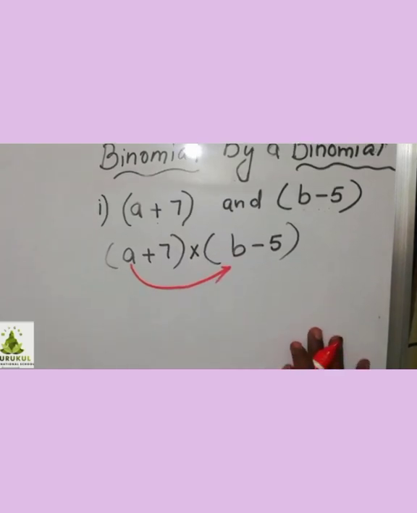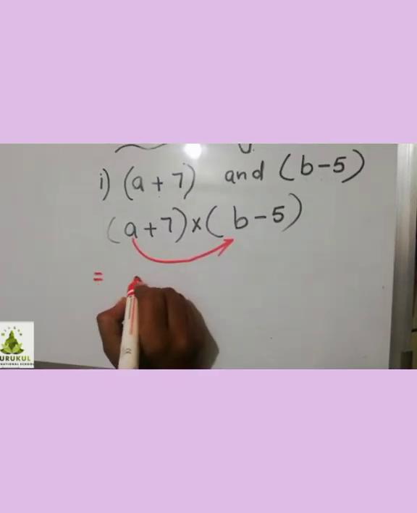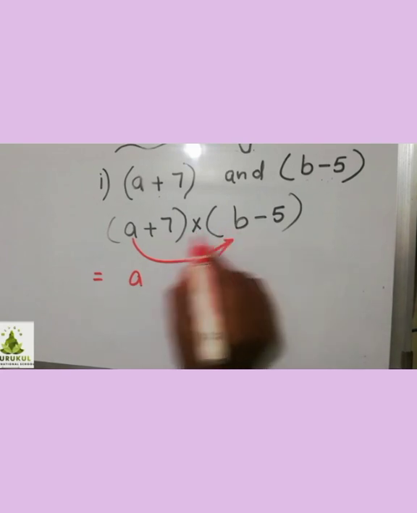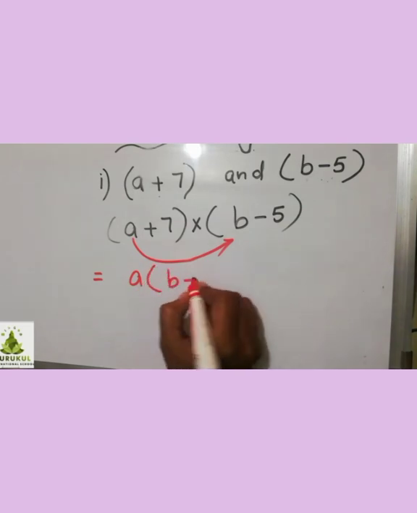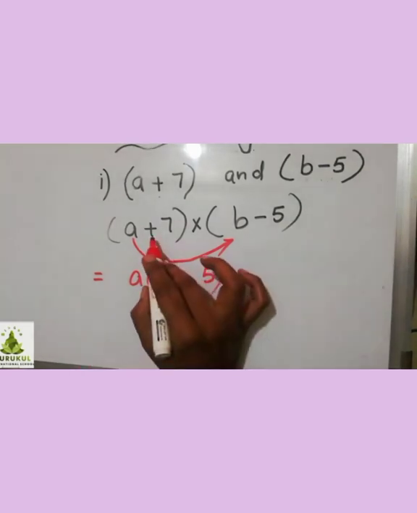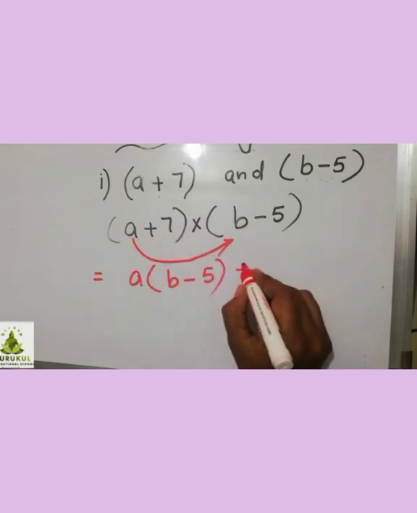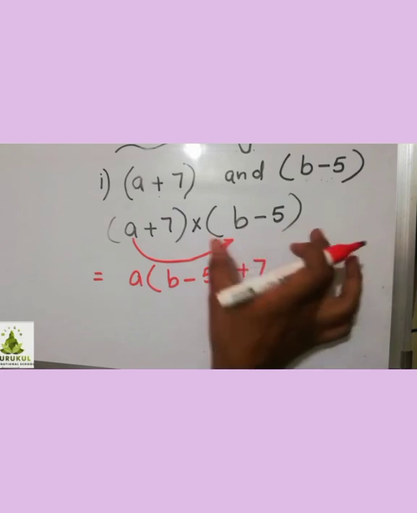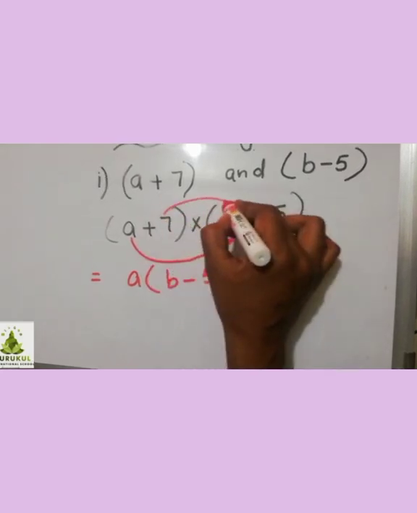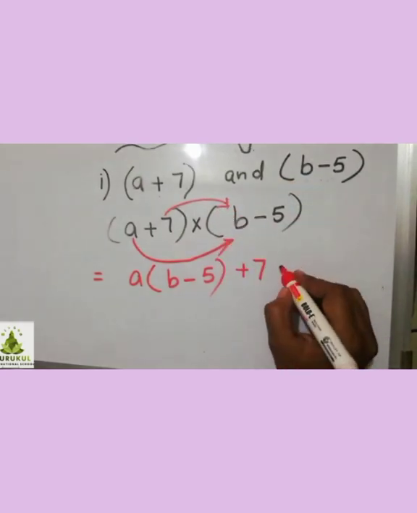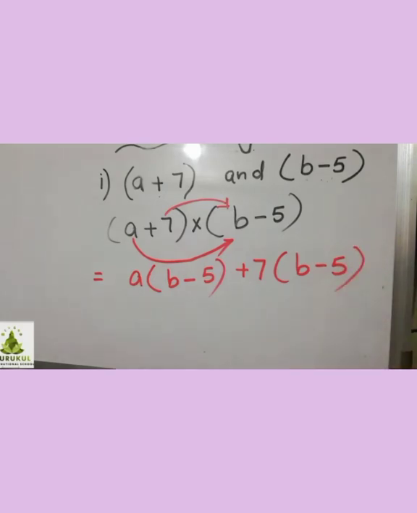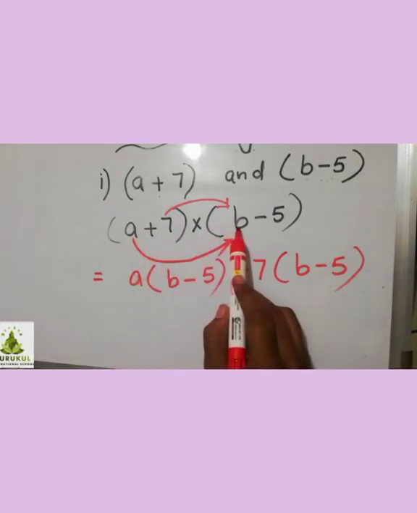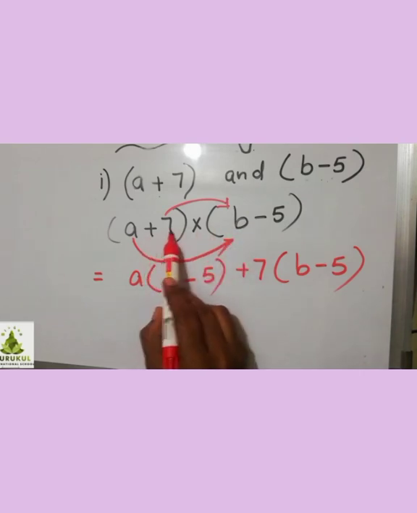Is it clear? So we will start this. Now see here, a into this full bracket, first term here into this full bracket. So I will get a into b minus 5. This way I am writing. Now what is here remaining after a? What is here in the first bracket? Plus 7. So I will write here plus 7 into this full bracket. Is it clear? This into this full bracket again. Understood? That is a distributive property. You are using first term of this bracket into this full bracket, and this plus 7 into this full bracket.